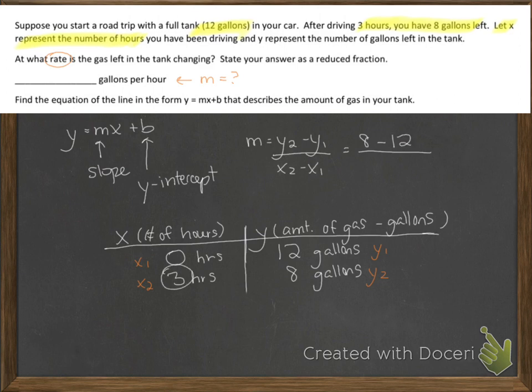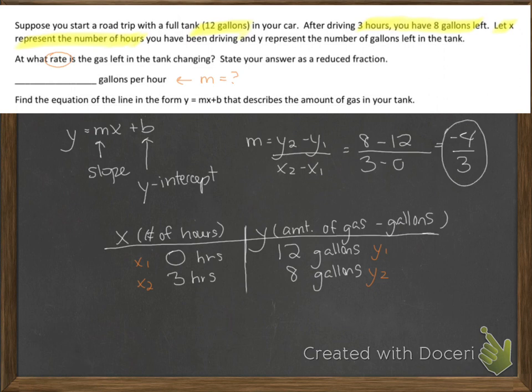Then we have x2. Well, x2 is 3 hours. And then we have x1, which is 0 hours. So let's go ahead and do this math. 8 minus 12 is equal to -4. 3 minus 0 is 3. Anytime I get a fraction, I always have to ask myself the question, can I reduce it? Because if I can reduce it, then I need to. So this is my slope.